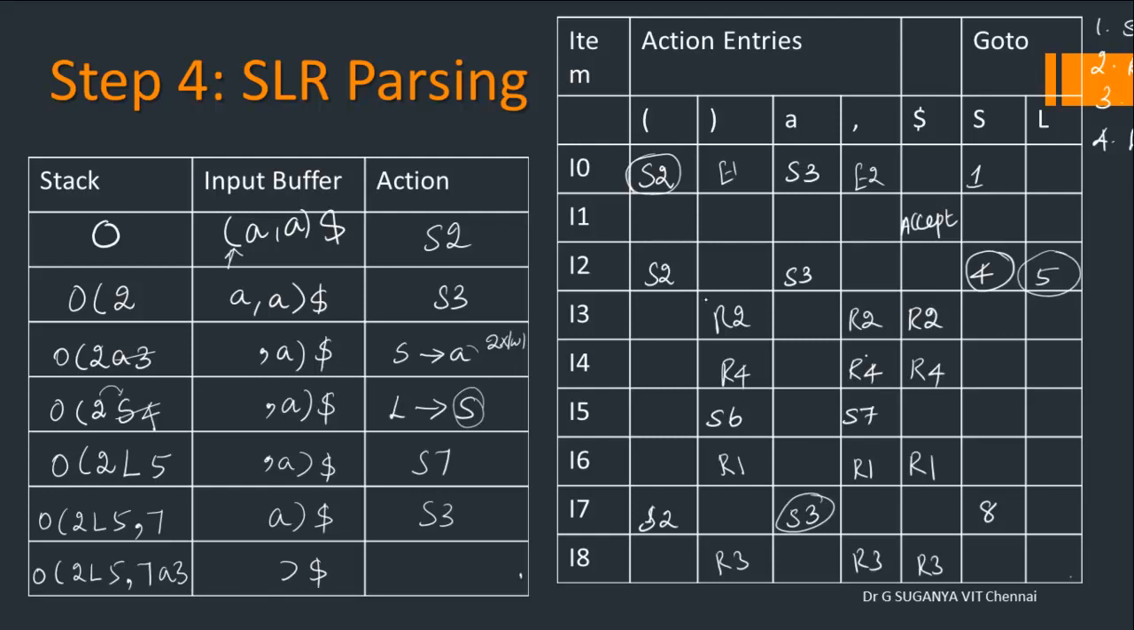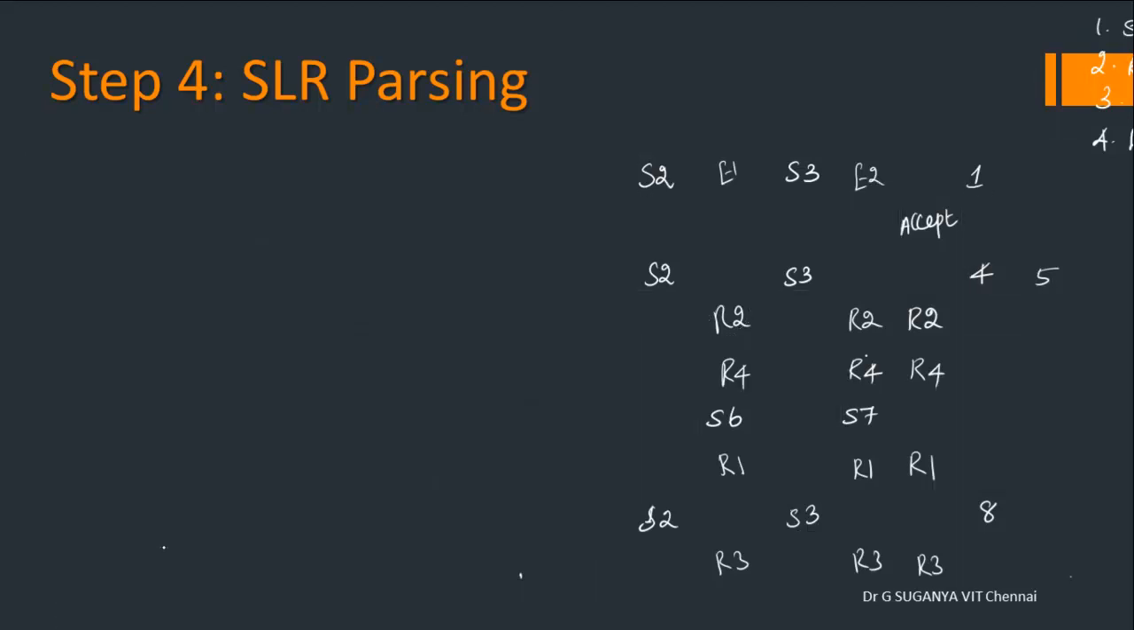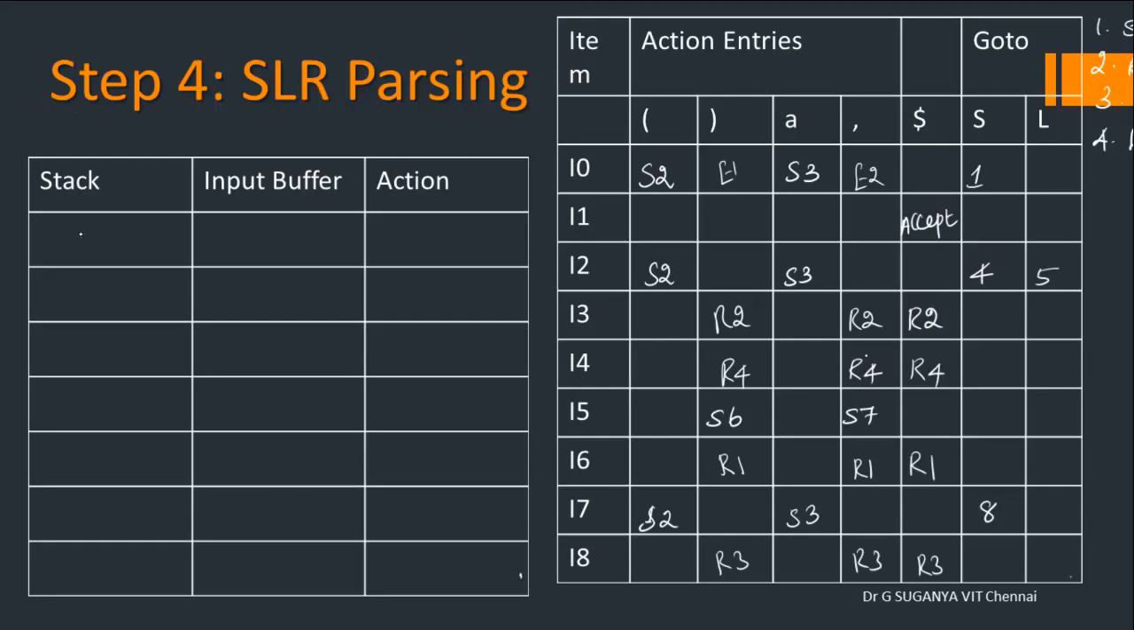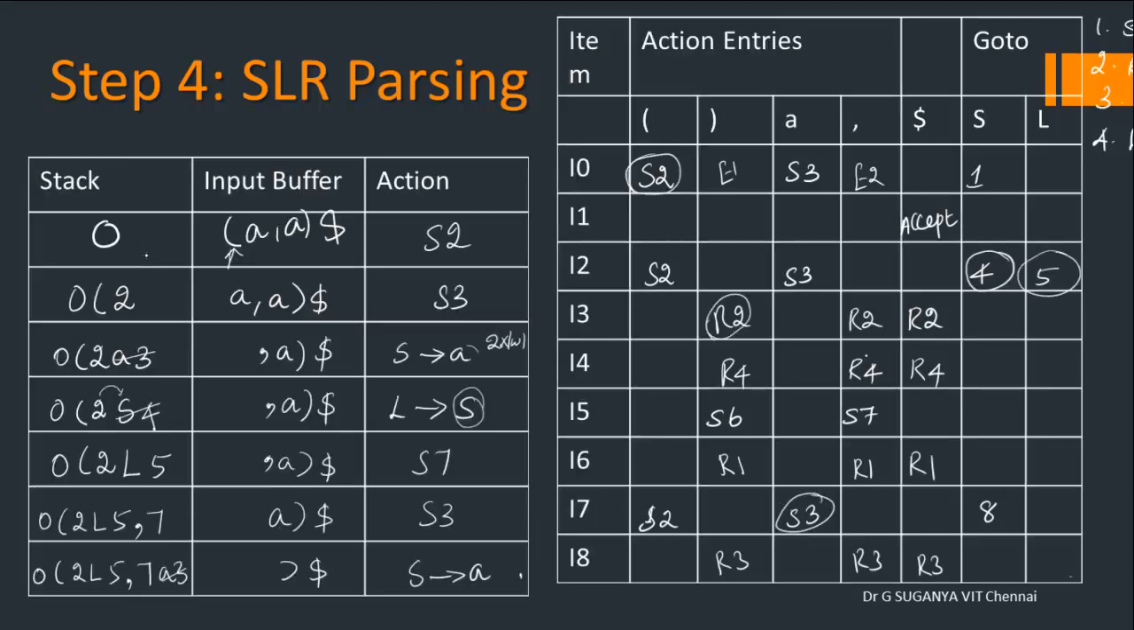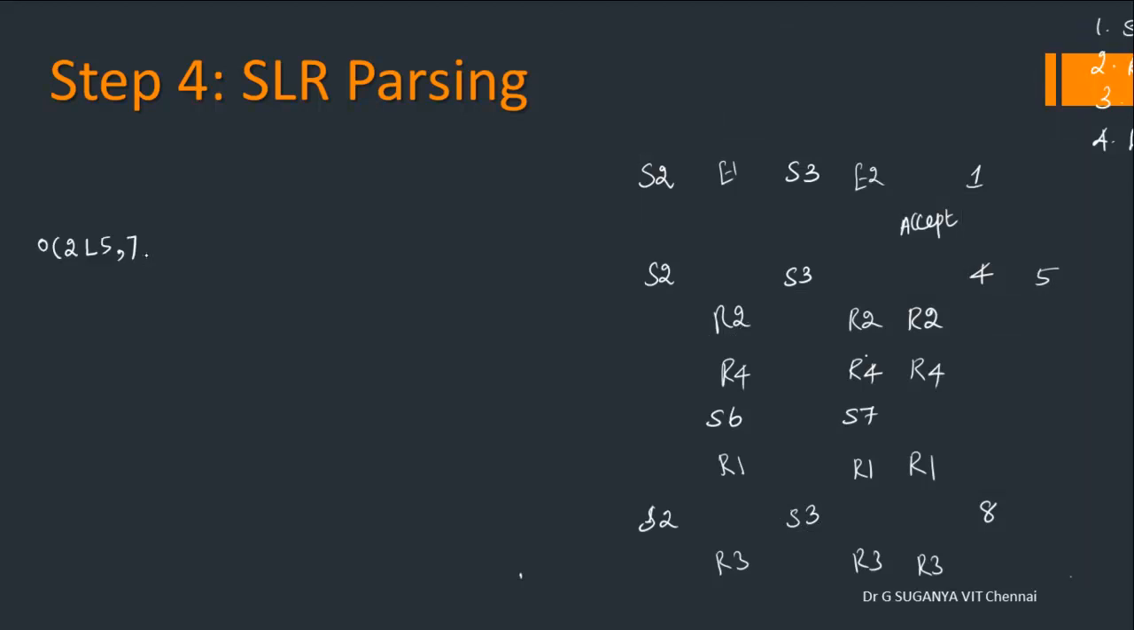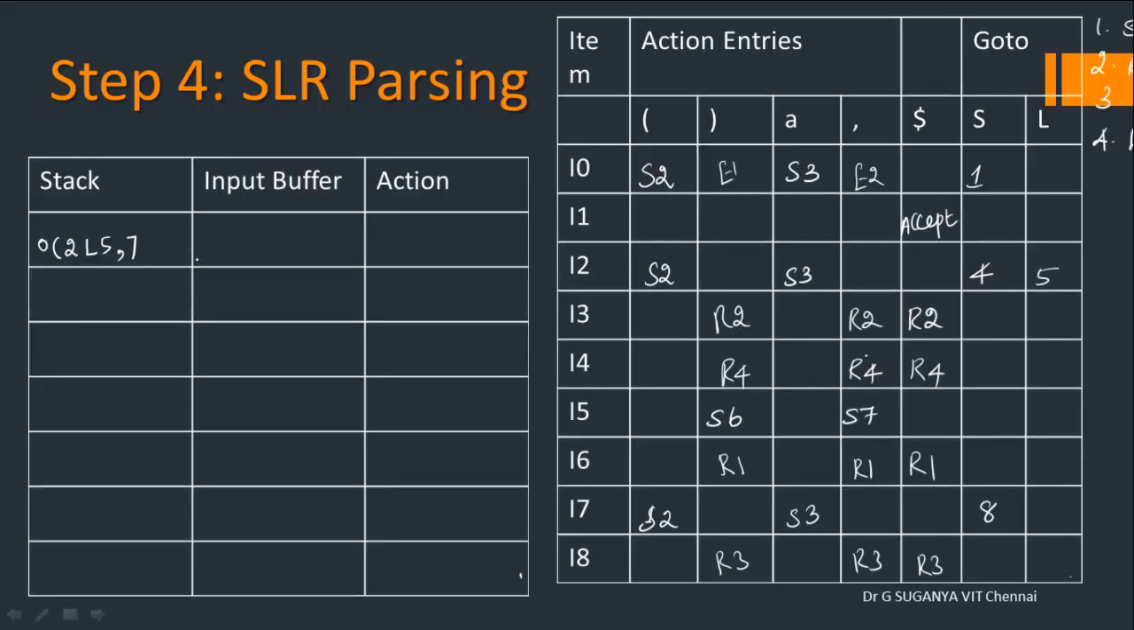So 3 comma close bracket, already we saw it is reduced by rule number 2. Rule number 2 is S gives A. So what to do? You have to pop out two symbols and then push S onto the stack. So you will have 0 left bracket 2 L5 comma 7. So with that we have to write here. The stack will have 0 left bracket 2 L5 comma 7. I hope this is correct. Yes. With this you have to push S onto the stack.